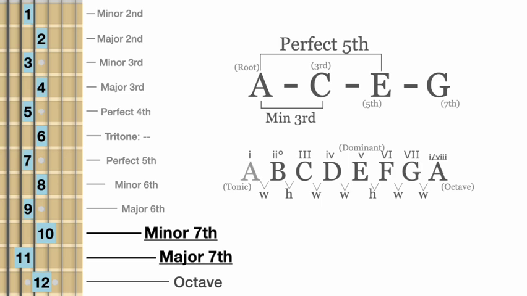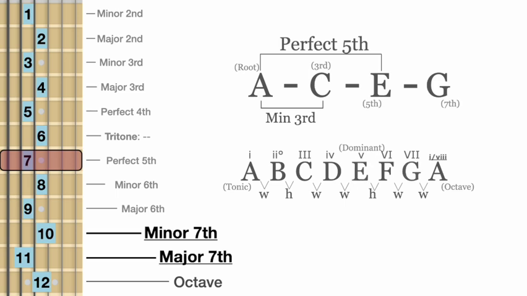Let's verify everything. So we go from A to C. Well, we've got 3 frets, or a whole step and a half step. That's a minor third. So far, so good. Then we have from C to E, which is 2 whole steps, or 4 more frets, perfect fifth. Cool. We verified that we are definitely starting off with a minor triad, in this case, A minor.